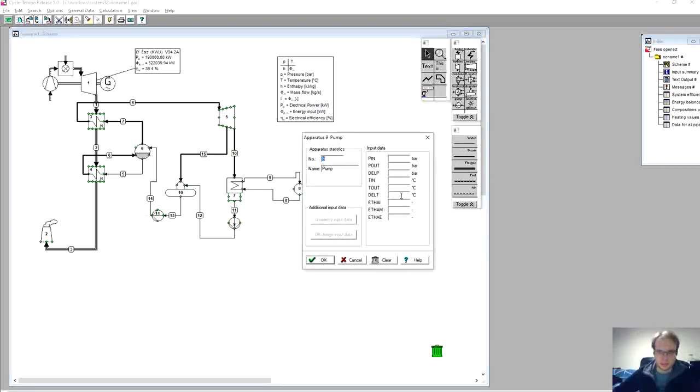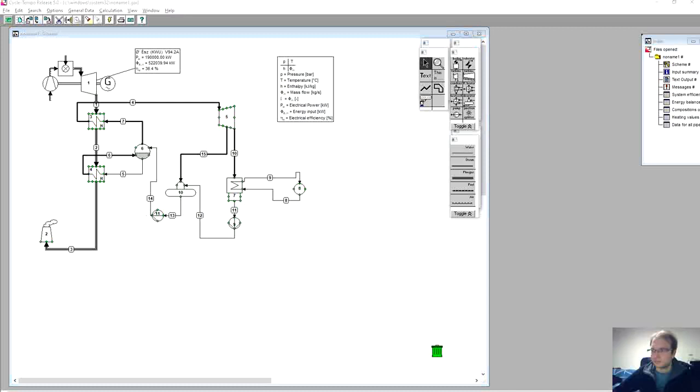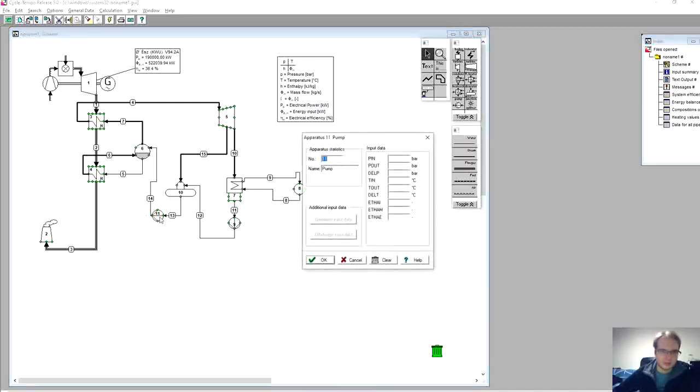Then we have a pump where we just need to specify the isentropic efficiency. Then the water goes to the aerator, where we need to have delta P and the temperature at which the thermal deaeration takes place, 105 degrees C. Now we have a pump where we will again need to put in the isentropic efficiency, and we can use this pump, this component, to specify the evaporation pressure in our cycle. So we can put 18 megapascals.